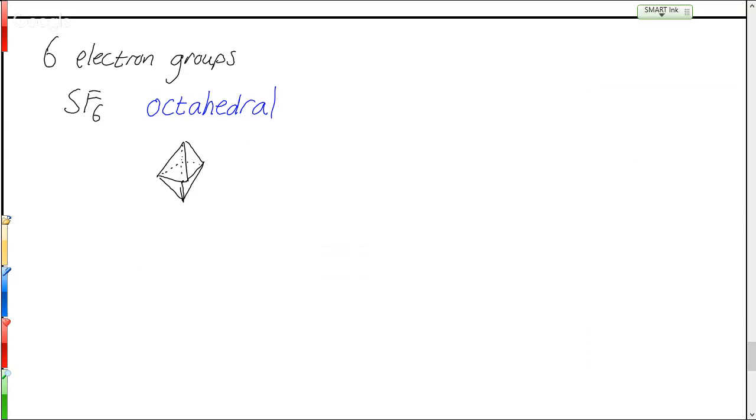But what it would look like if you were to tilt the octahedron, you put the molecule inside it. Sure, yeah. Right. So you have to put that molecule inside it, and you get something like that. That's known as octahedral. And all bond angles are 90 degrees around the whole molecule. So they're all equivalent.